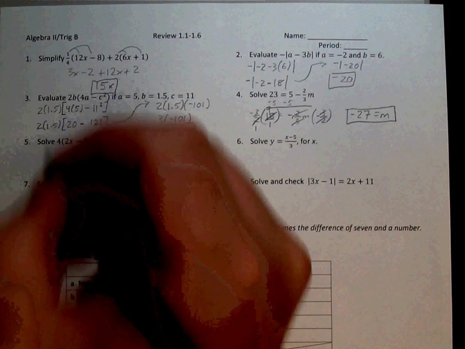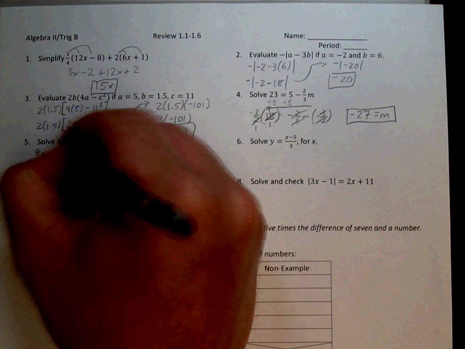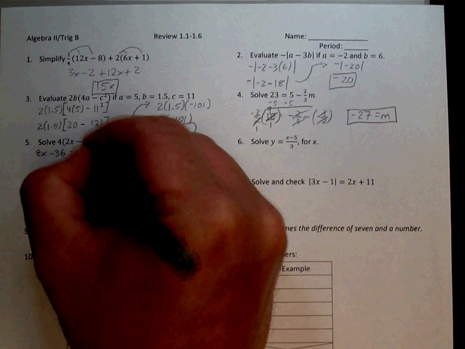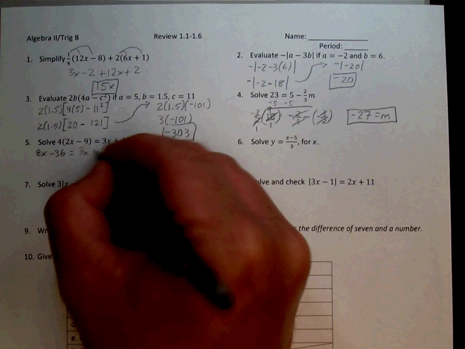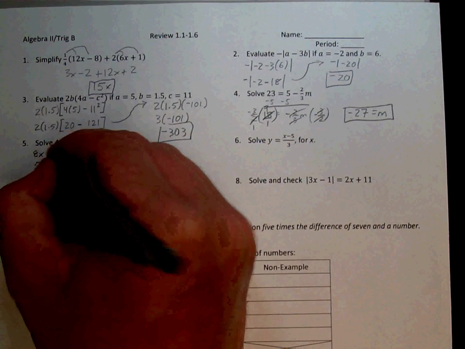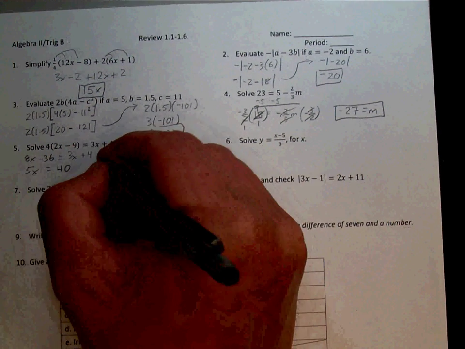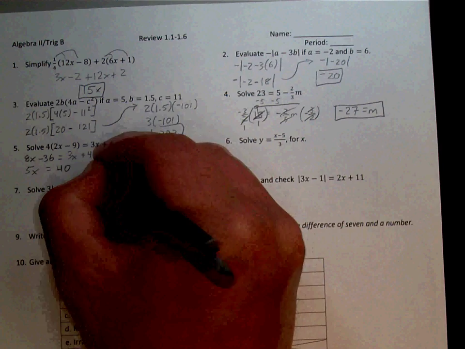Number 5, got to distribute. 8x minus 36 equals 3x plus 4. I'm going to subtract the 3x over, giving me 5x. I'll add 36 over to the 4 to get 40. Divide by 5 to get x equals 8.